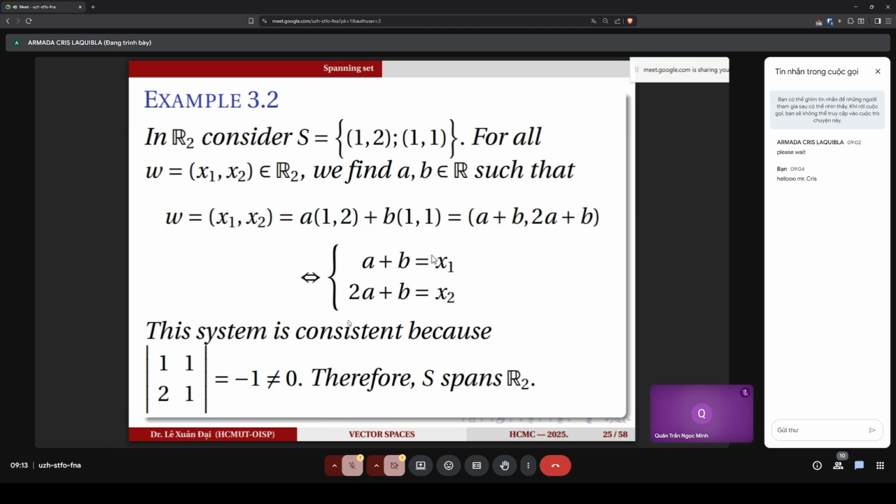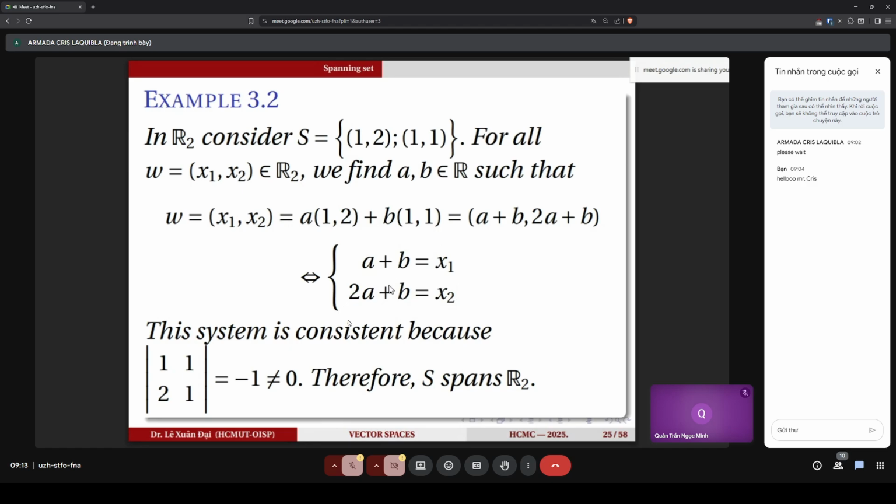So that's it. We can form this: a plus b is equal to x1, and 2a plus b is equal to x2. Now class, since your x1 and x2 are arbitrary elements in the set R2, and your a and b are also arbitrary, it is difficult for you to find a value of a and b there.